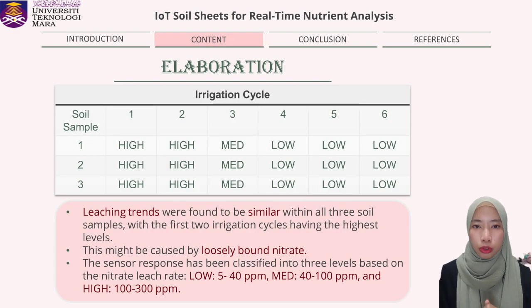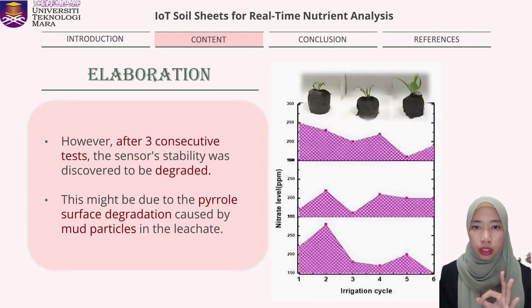Next, elaboration. Leaching trends were found to be similar within all 3 soil samples, with the first 2 irrigation cycles having the highest levels. This might be caused by loosely bound nitrate. The sensor response has been classified into 3 levels based on the nitrate leach rate, that is, low, medium, and high. However, after 3 consecutive tests, the sensor stability was discovered to be degraded. This might be due to the pyral surface degradation.